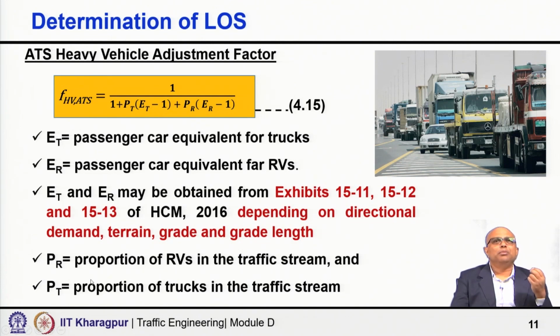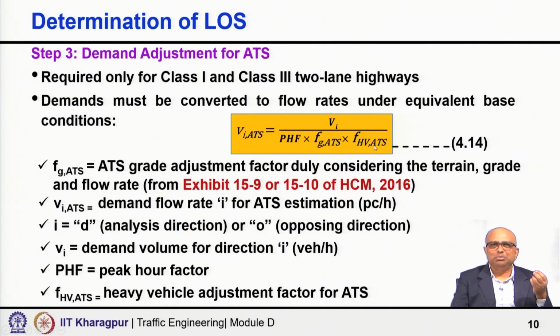And then PR and PT are the proportions. So, you get the ER and ET values, and the proportions are known, so you calculate this FHV ATS. Once you calculate the FHV ATS, and you know the FG ATS, the grade correction factor, considering the terrain and flow rate as well, and the peak hour factor is known, then you can convert the volume Vi, which is given as input, to an equivalent flow rate under base conditions.